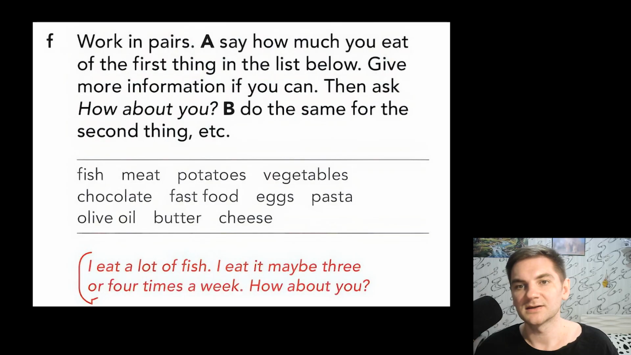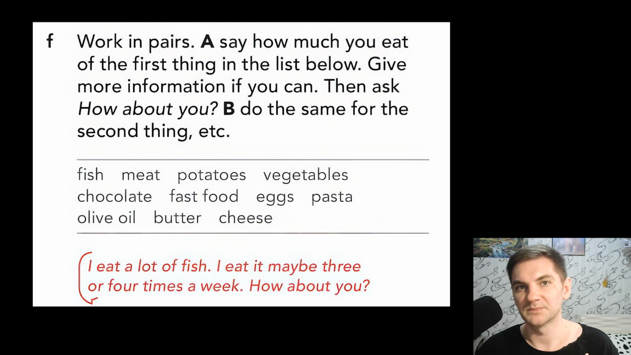Let's move on. In A, say how much you eat of the first thing in the list below. Give more information if you can, then ask how about you. B, do the same for the second thing, etc. У нас пар нету, давайте просто пробежимся по этому списку, и вы расскажете, как много и как часто вы едите тот или иной продукт. Let me start, then you will do it. Look, let's start with fish, yeah?